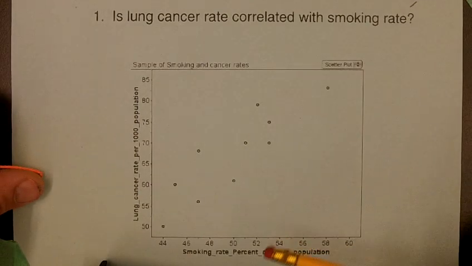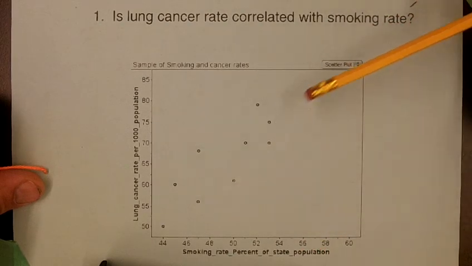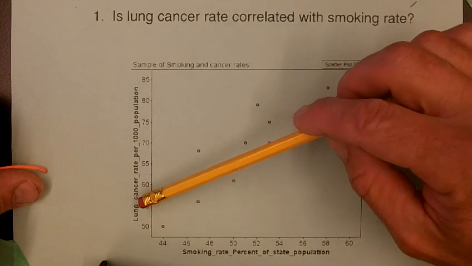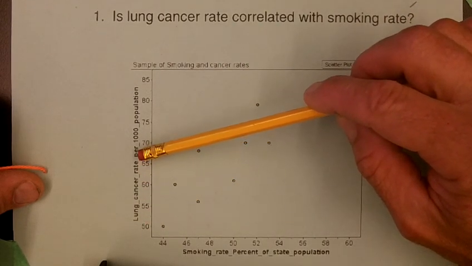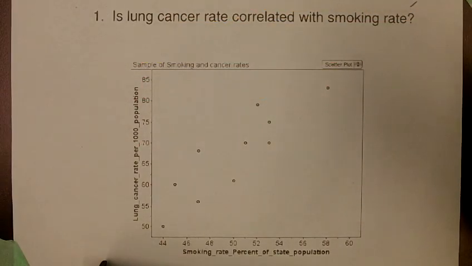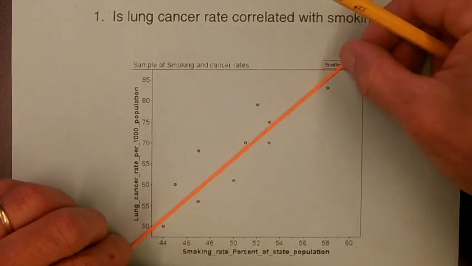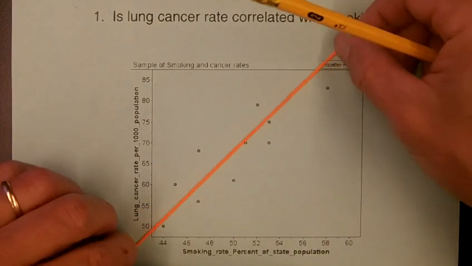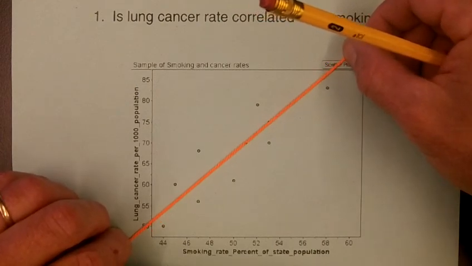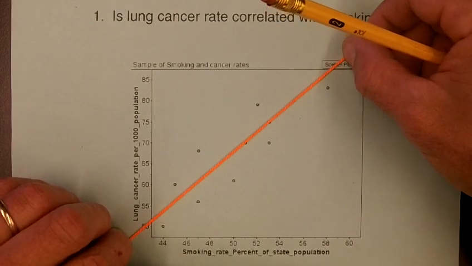So on the x-axis down here, we have smoking rate as a percent of the state population. There are 10 states represented in this survey, 10 points. Over here on the y-axis, we have the lung cancer rate measured as the number of people per thousand who get lung cancer. Step one was to install the best fit model, which we did with a line, and the idea here is to wiggle the line around until you minimize the variability, which means to shrink up the distance from the points to the line that you choose so that the distance is minimized.